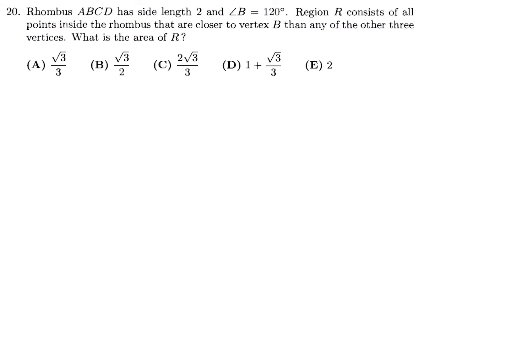Rhombus ABCD has side length 2 and angle B is 120. Region R consists of all points inside the rhombus that are closer to the vertex B than any of the other three vertices. What is the area of that region R? So first let's draw a rhombus, and remember, in a rhombus all four sides are equal, and let's just draw it in a way that it looks somewhat believable.